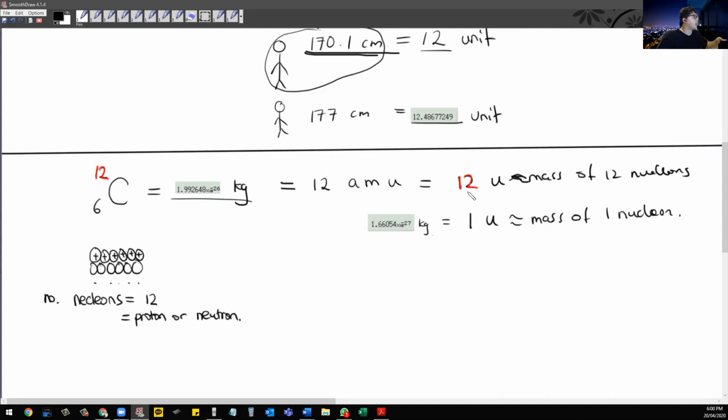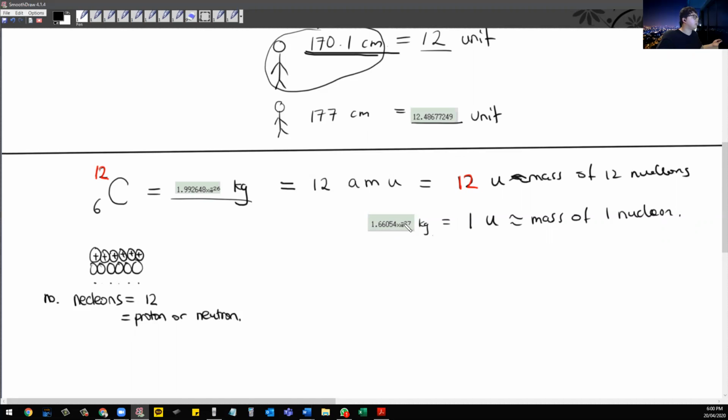Okay, the mass is 12 because working with kilograms is too difficult, since it's got a negative power of 26, so it's very difficult for us to comprehend. So that's why we're creating this new unit, 12 units, simply because there are 12 nucleons. And if you divide that by 12, then 1 atomic mass unit is equal to about that much in kilograms.